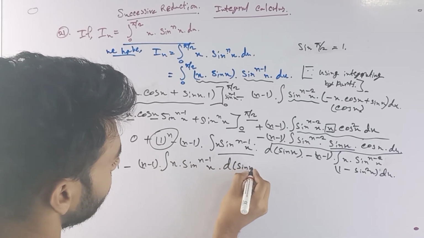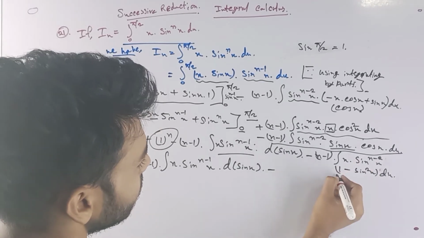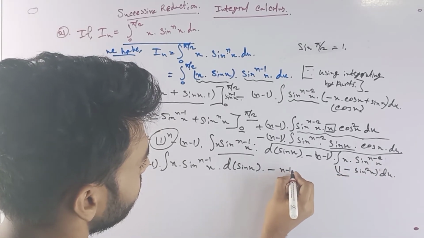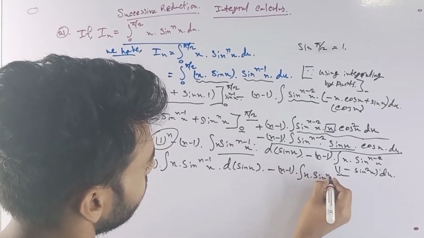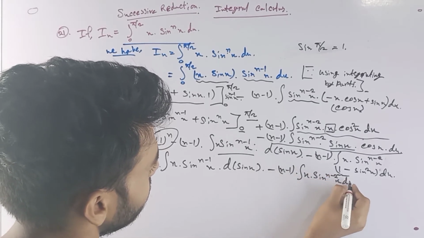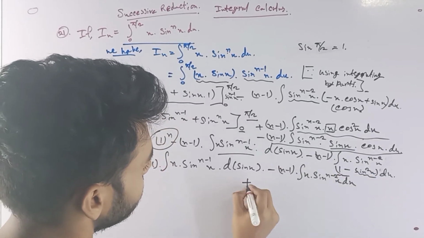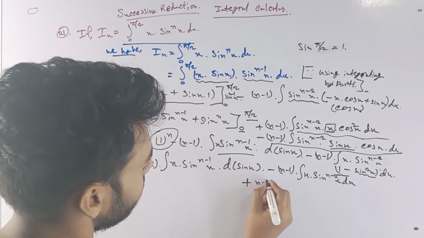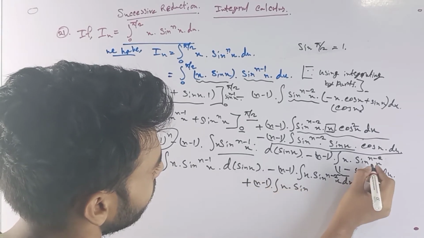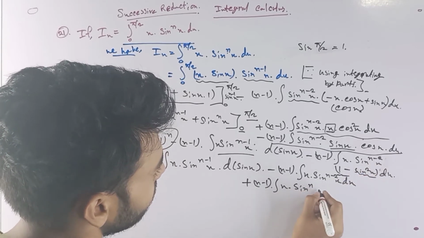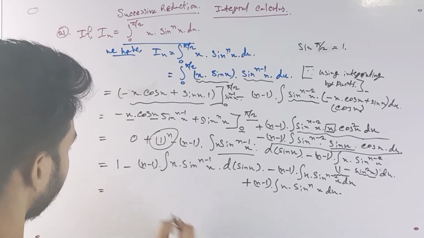into d of sin x, and the minus of this function. So n minus 1 times the integration of x into sin to the power n minus 2 of x dx, and this the minus of cos sin squared x. So minus and minus becoming plus, and n minus 1 times x into sin to the power n minus 2 plus 2, that equals sin to the power n of x dx.